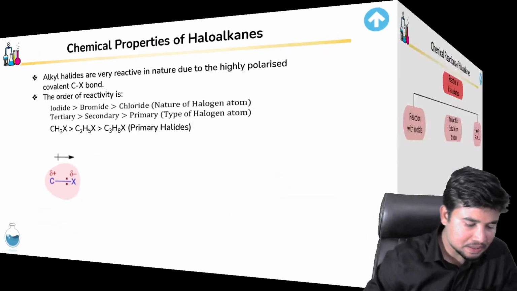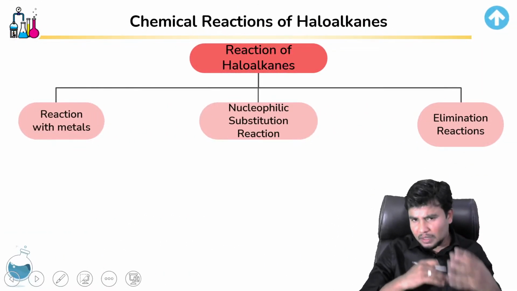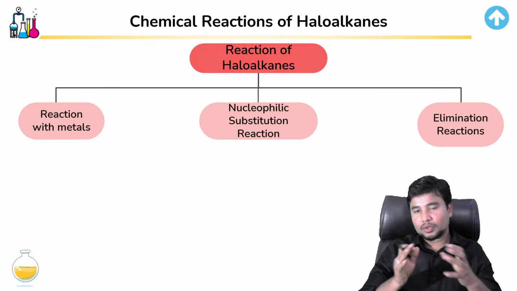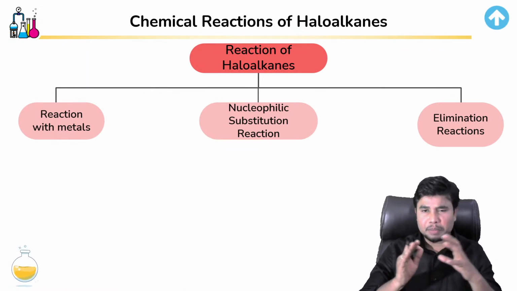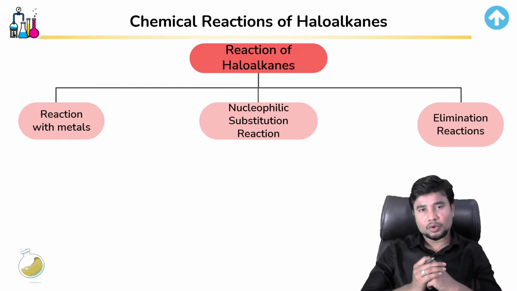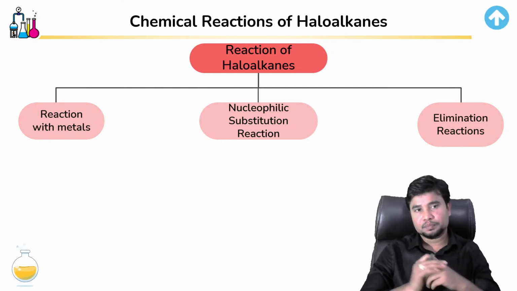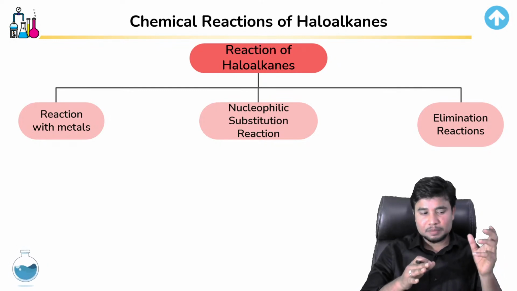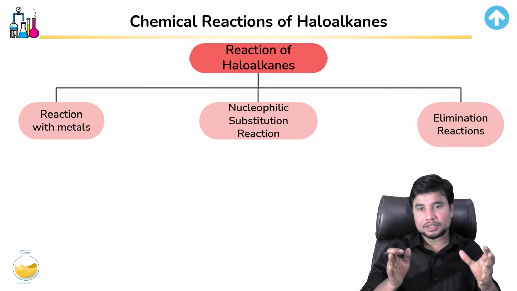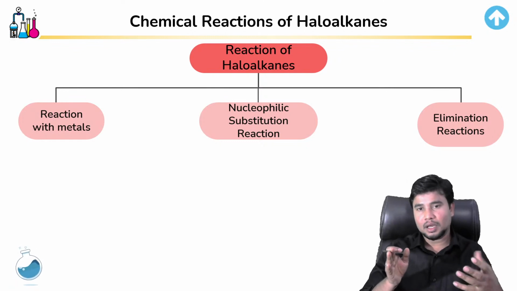Let us move on and understand a few more things here. The types of reactions. Now that we are talking about the types of reactions, we should understand that majorly three types of reactions are going to be talked about in this chapter. The first one here is a reaction with metals. You might not know that the compounds of carbon with metals are really important.